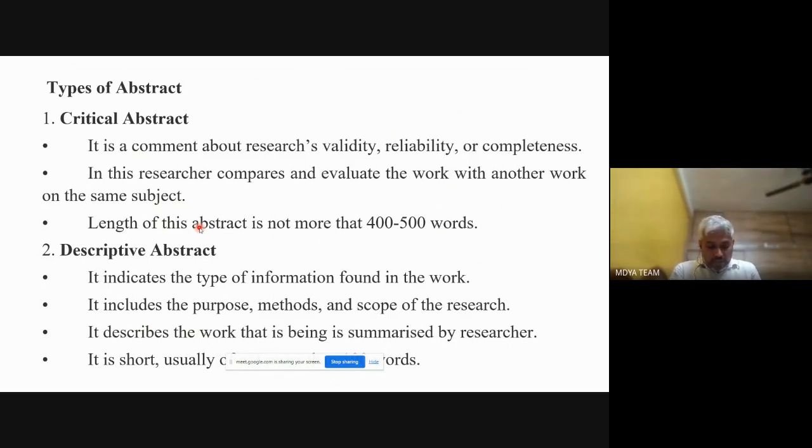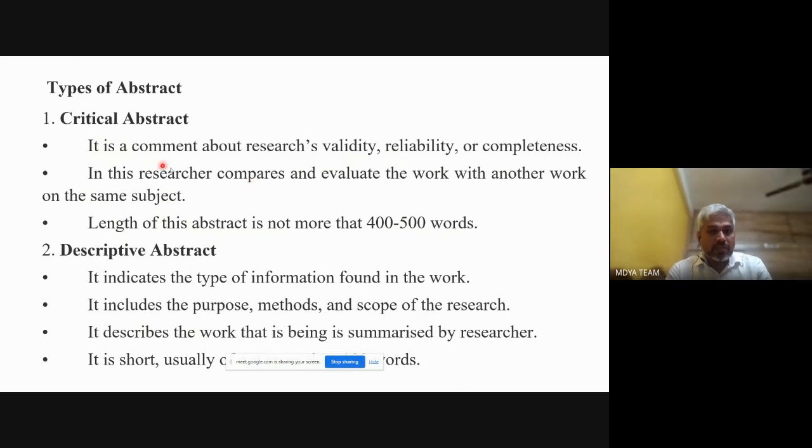Now, there are different types of abstracts. So, what kind of writing is there? According to that, there are abstracts. First type of abstract is the critical abstract. By its name, you can understand that it is a comment about research validity, reliability, or completeness. In this, the researcher compares and evaluates the work with another work on the same subject. The length of this abstract is not more than 400 to 500 words.